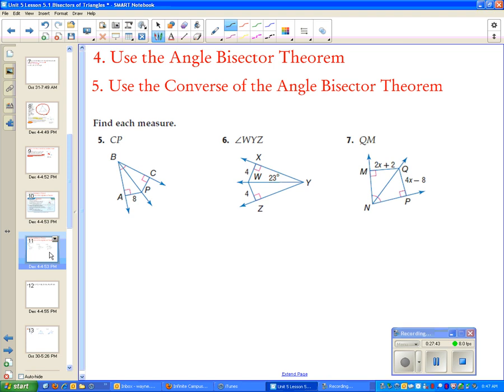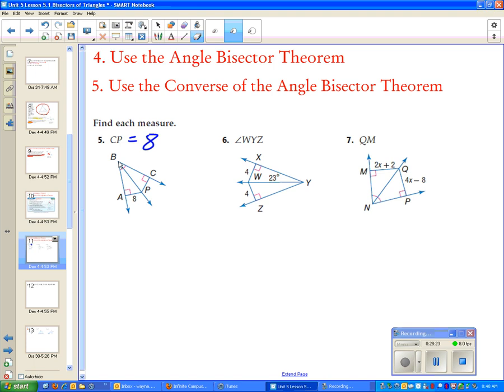On number 5, we see that ray BP is an angle bisector, isn't it? I can see that because these two angles are congruent, so the big angle got bisected. Since P is on the angle bisector, it's equidistant from the sides. If the distance from P to A is 8, the distance from P to C must be 8. Make sense?